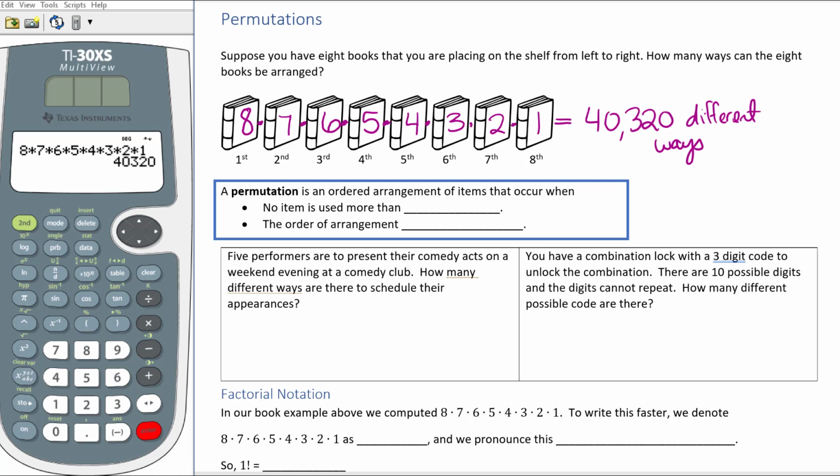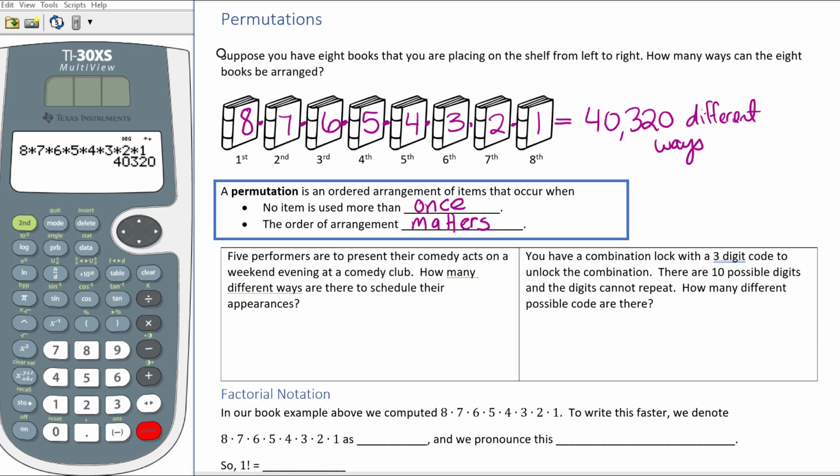This is an example of a permutation. A permutation is an ordered arrangement of items that occur when no item is used more than once. In our example of the books, you can't put a book up on the shelf more than once. And the second requirement is that the order of the arrangement matters.